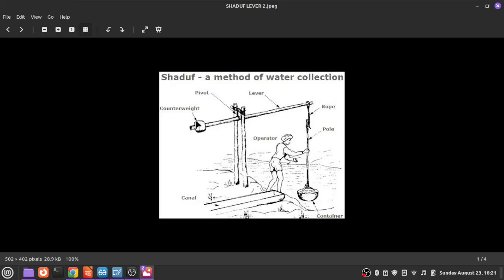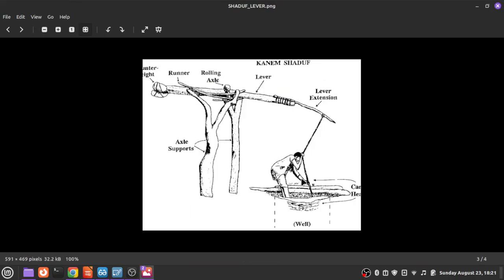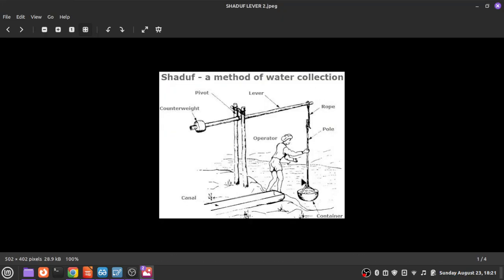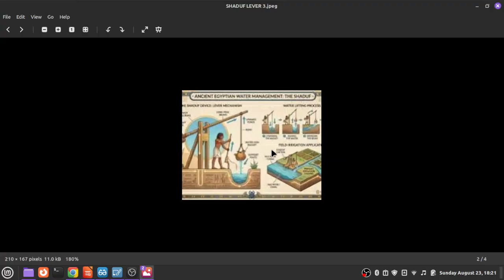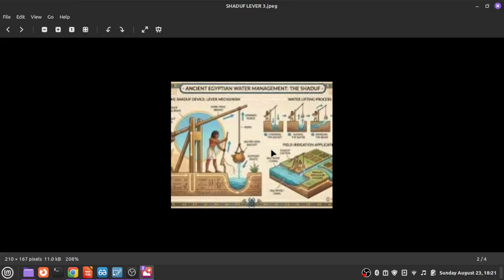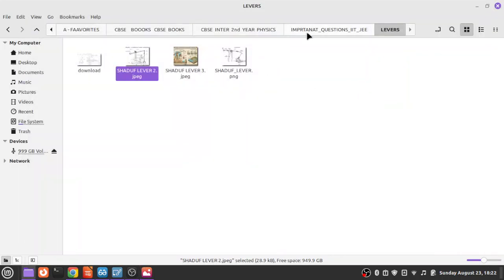This counterweight balances the lever. It will pull this bucket of water up, and this counterweight is doing work using the lever principle. This is what happened 5000 years back in Mesopotamia. There are some more images of the same kind, and these lever mechanisms were used to lift water from the well very easily. So in the ancient world, levers were used to lift water from deep wells.